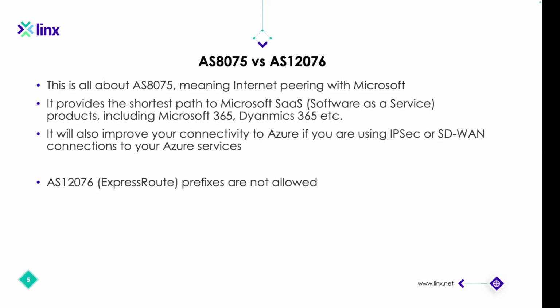You can use that even if you're using Azure. You have compute platforms within Azure, but you don't use ExpressRoute, and you just use either an IPsec tunnel or an SD-WAN to get it. Obviously, again, you will want to have that direct connectivity, so that would use 8075.